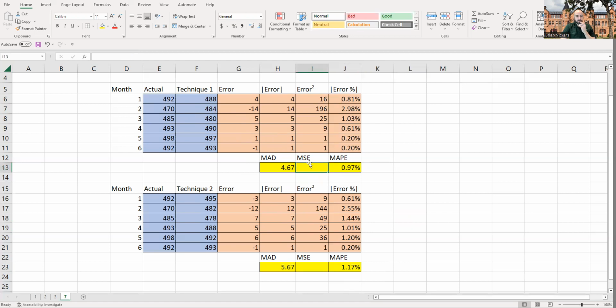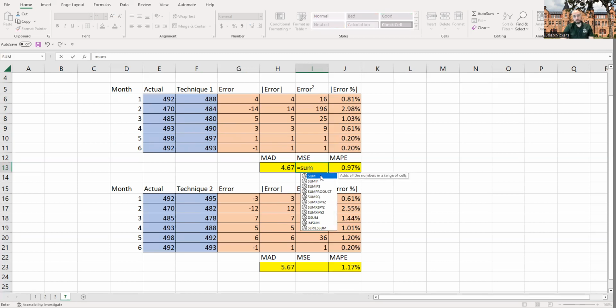And so MSE, the difference here is that you can't use an average. If you use an average for MSE, you're going to be close, but not accurate, because we're going to smooth this out a little bit by dividing it not by 6, but by 6 minus 1, the count minus 1. So what I want to do, formula-wise, is the sum of these numbers, and I'm going to divide it by the count of these numbers. And when I do this, I need to open my parentheses earlier because I want it to count minus 1 first and then divide by that number. So open my parentheses, count of these numbers, close my parentheses once, minus 1, close my parentheses a second time.